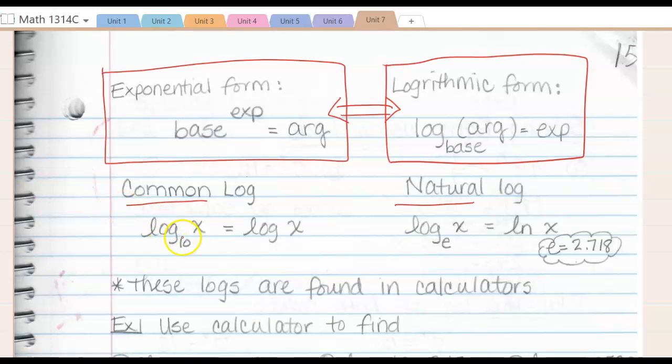The common log is when we have a base 10. It's so common we just write it down as log. So if you only write down log of x, then we're all going to assume it's the log of base 10 of x.